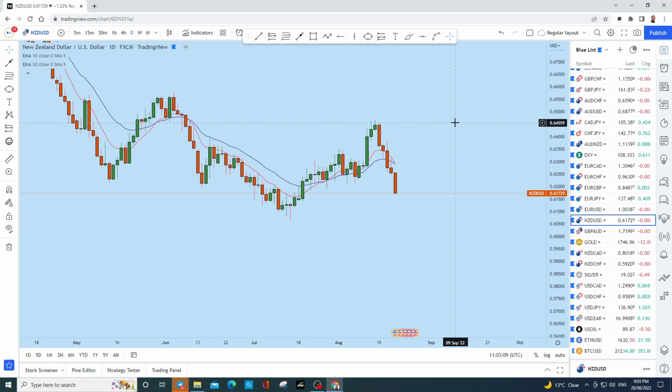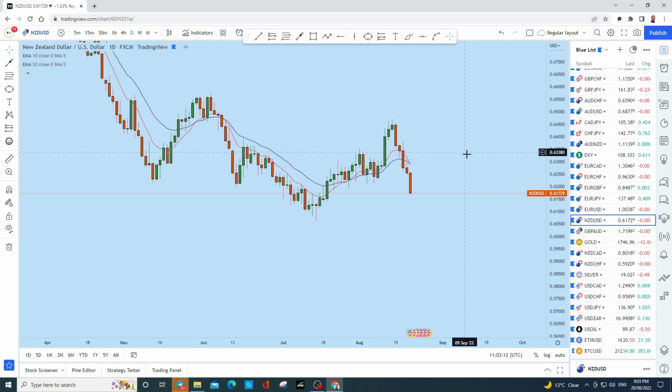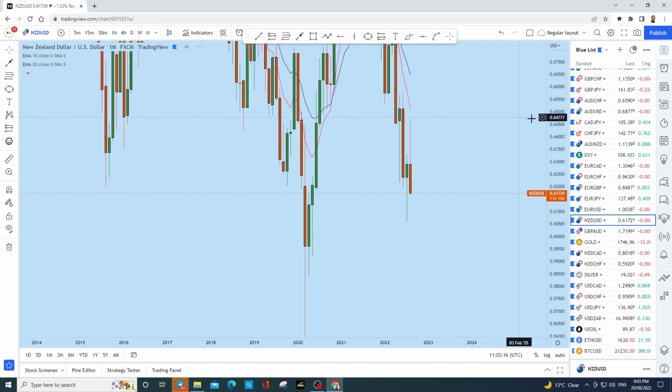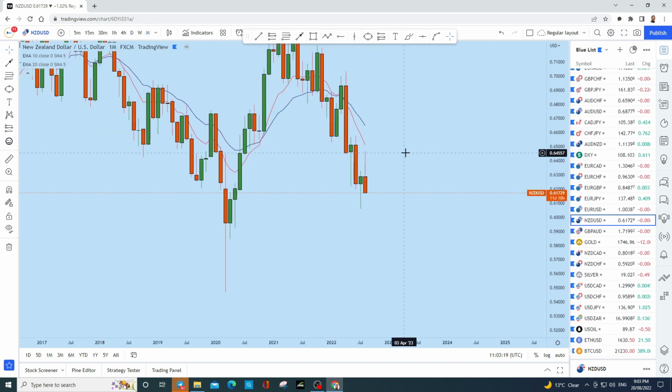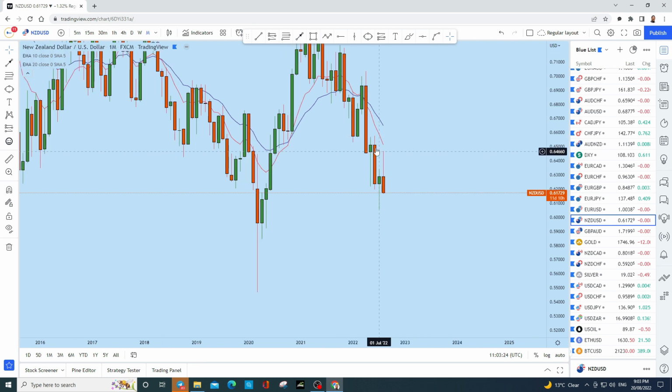Now NZDUSD, you can see this is the price action it has created. Like all other instruments, it looks like a strongly bearish monthly perspective. We see a very, very strong drop on the monthly. You can see NZDUSD from this zone, and this is the monthly candle, and this is a long-term bearish market, so it is highly likely that NZDUSD will continue to drop.